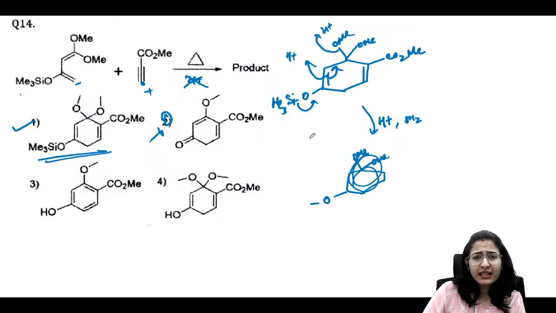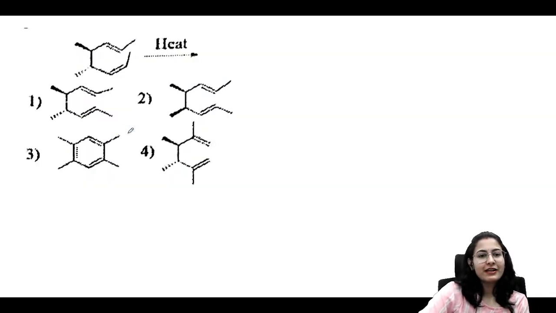Got it, guys? This was the trick over here. We don't have acid. We have nothing. कोई solvent mention नहीं है. So 1 is the correct answer. We stop only after a Diels-Alder reaction. Okay, chalo. Next one.